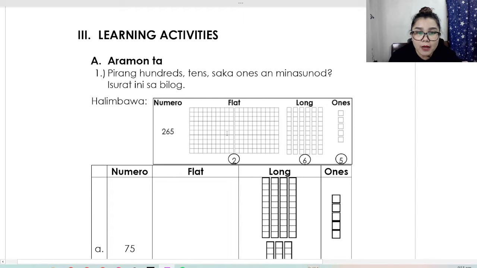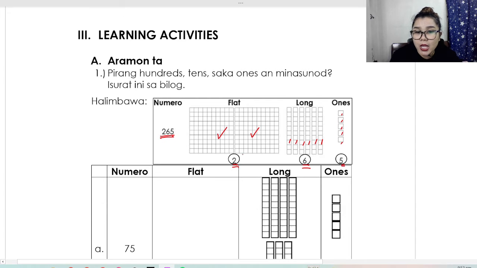So, halimbawa, meron na dito, may given na siya. So, ang maganda dito, the number is given already, 265. All you have to do is count how many flats. 1, 2. So, that's why you have 2 here. And then count the longs. 1, 2, 3, 4, 5, 6. So, that's why we have 6. And then the ones. 1, 2, 3, 4, 5.